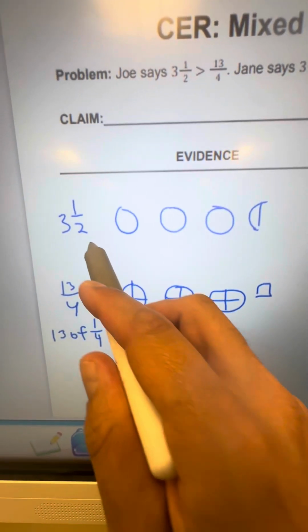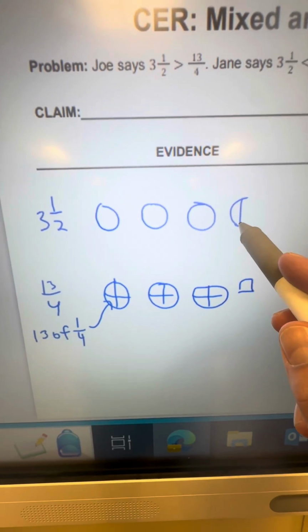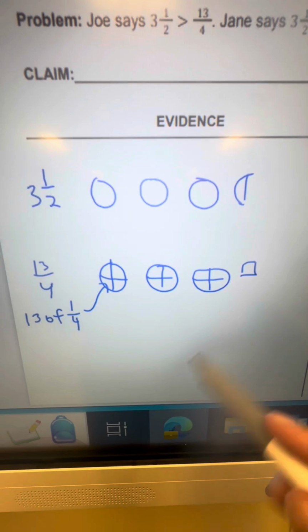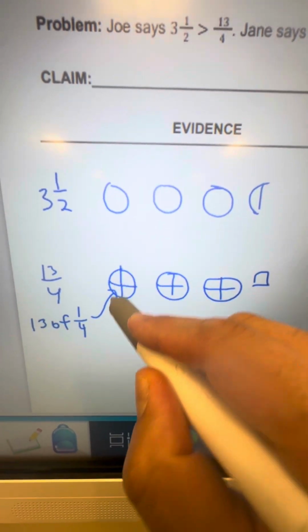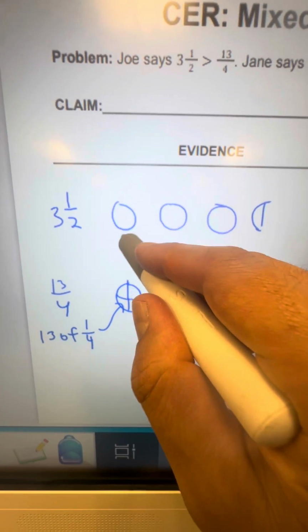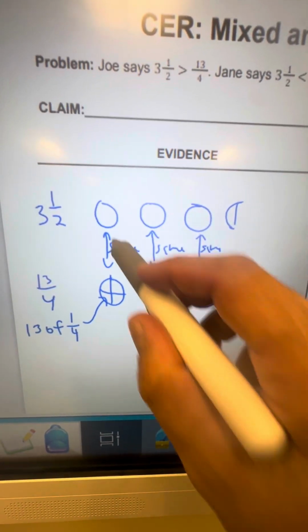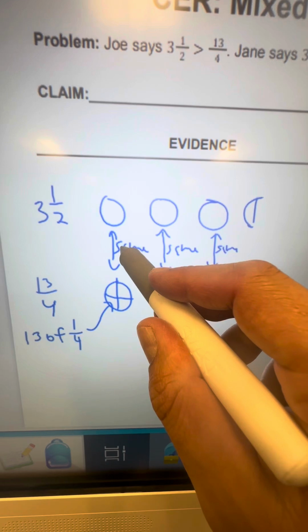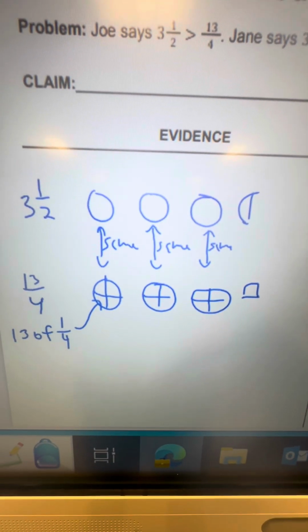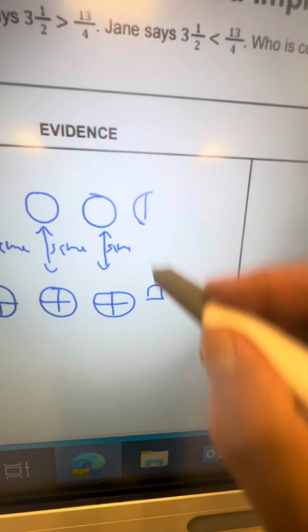Now, if you look at these two, the question was who's correct in terms of which one is more. So Joey says that this amount is more, and Jane says that this is more. But when you compare these side by side, you can see that 4/4 is the same as a whole. So this and this is identical. These are the same. I just put the arrow showing the same thing I just explained. So the main thing we have to look at is these last two pieces.